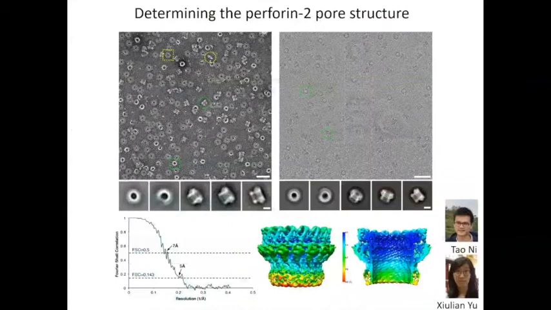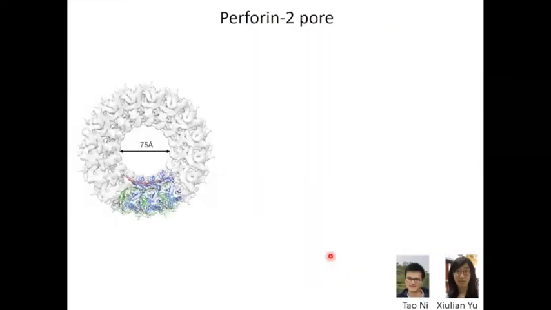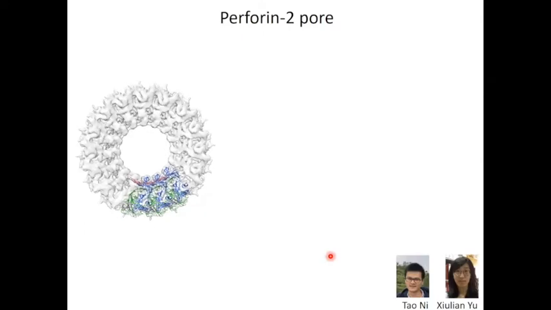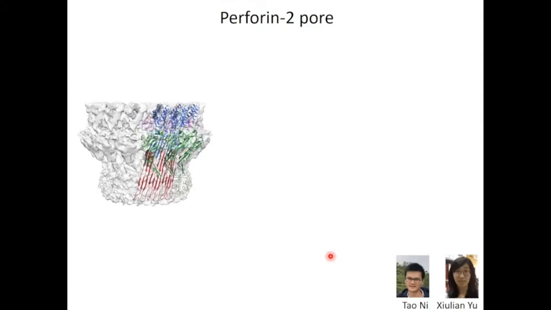We solved the structure again using electron microscopy. Here again are some images in different views. Here's a top view, here's a side view, and here's another side view down here of our 3D map. So we're able to do that, and having done that, we can get a sense of what the structure looks like. It's 16 subunits again, and it forms this beautiful barrel structure here.